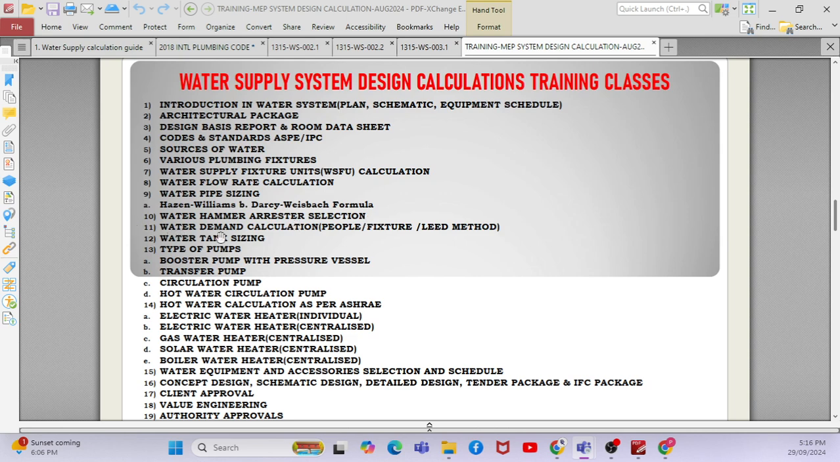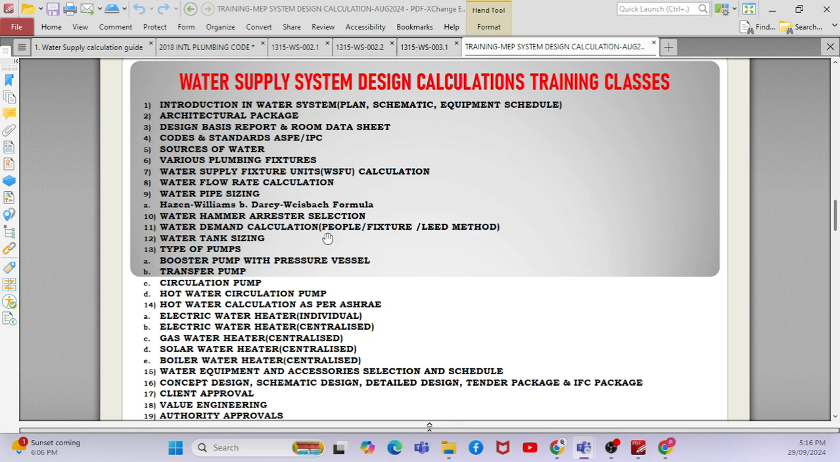Then we have seen the water demand calculation, how to calculate the entire project demand, based on the people method, the fixture method, and the lead method. Clear, right? I have provided all the Excel sheets to everyone to calculate the people method, the fixture method, and the lead method based on different standards.